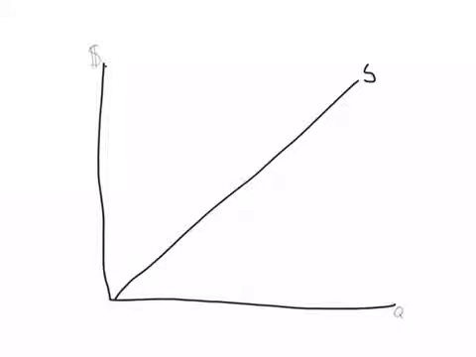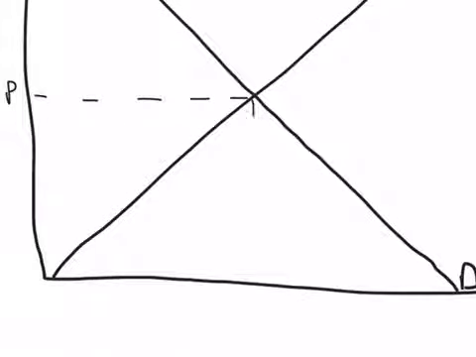Supply. Here's demand. So at this equilibrium, here's the equilibrium price. Quantity. And there's a good surplus.